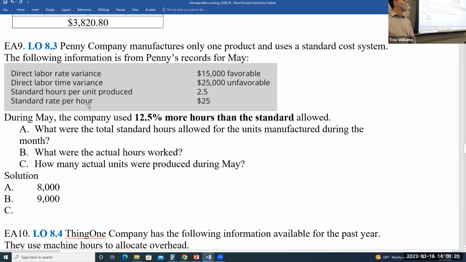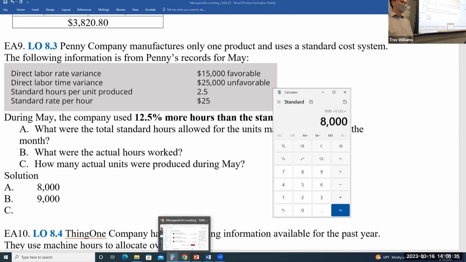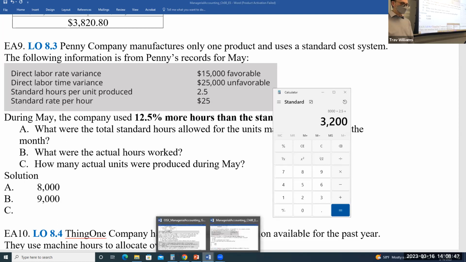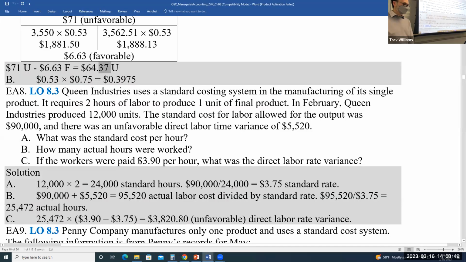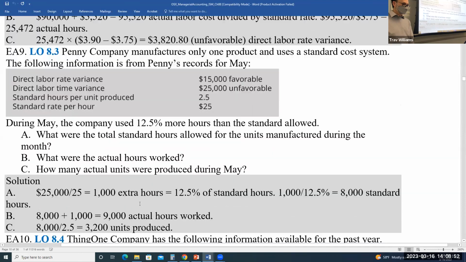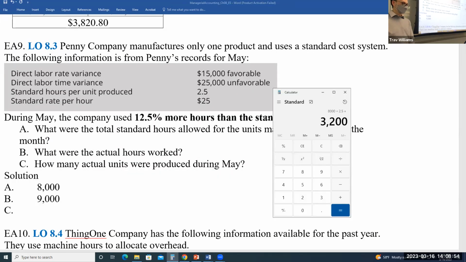So anyone want to take a guess on how we solved that one? So 8,000. That is it, Drew. Man, did you take this class already? You're just good with this stuff. All right, so if we take the 8,000 standard hours, divide it by the 2.5 units per hour standard, we get 3,200 units produced. That is correct.